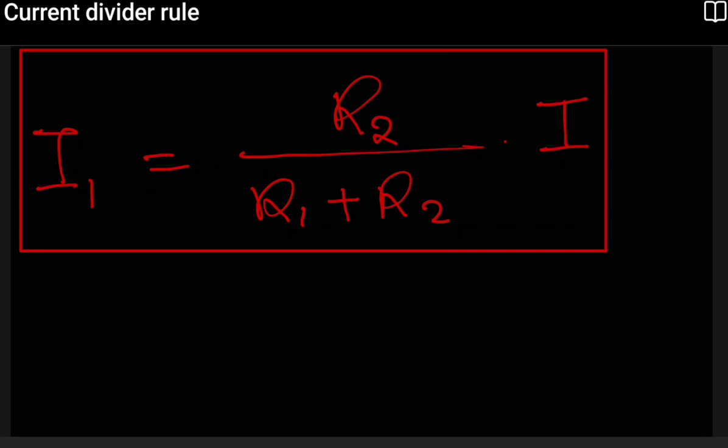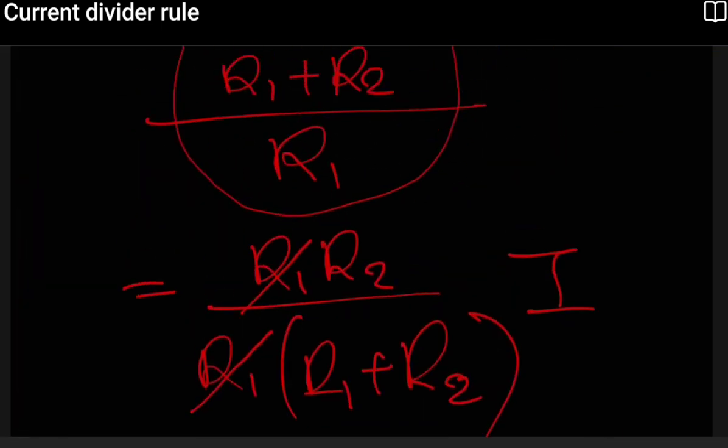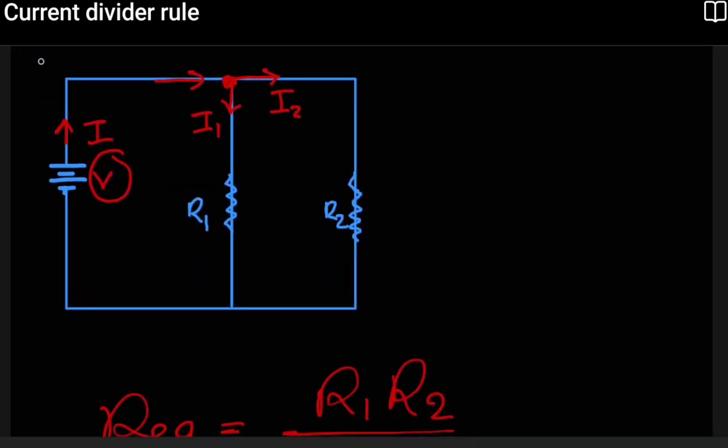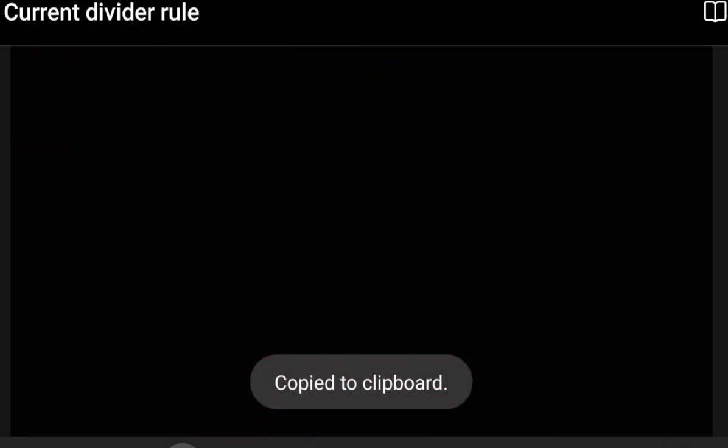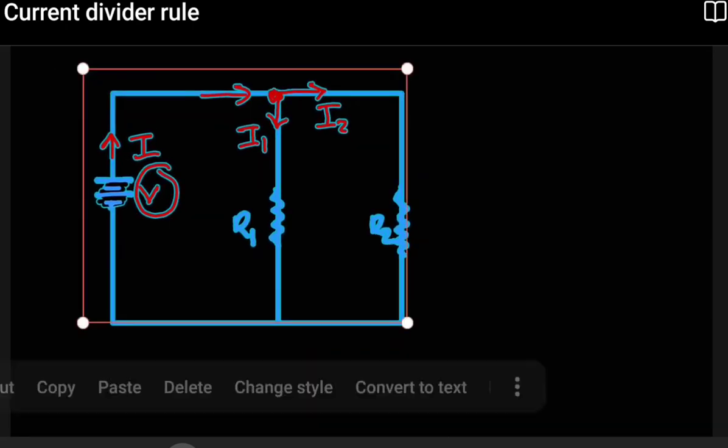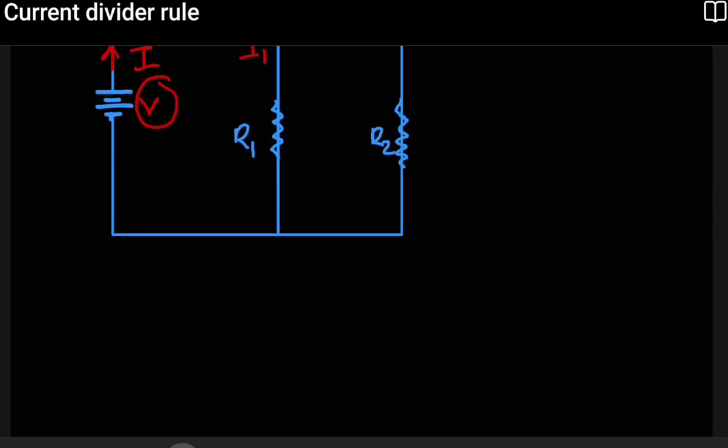Now, this is the current divider rule, but how do you use it? Because in most cases you don't really want to derive it, you just want to use it. So let me show you a trick on what you have to look out for. Let's start from that diagram. To find I1, if you have two resistors, or even three, this here will just be taken as the equivalent resistance of the other two that follow there.